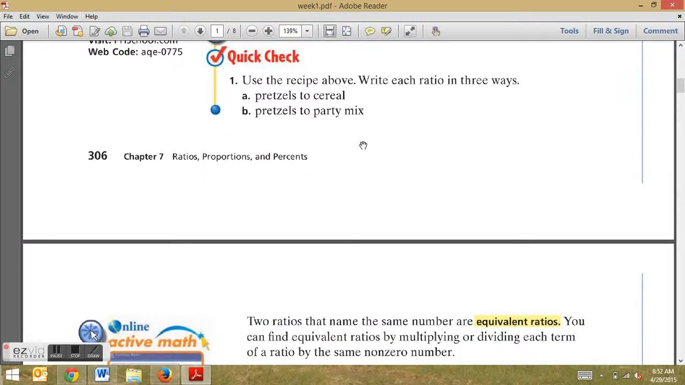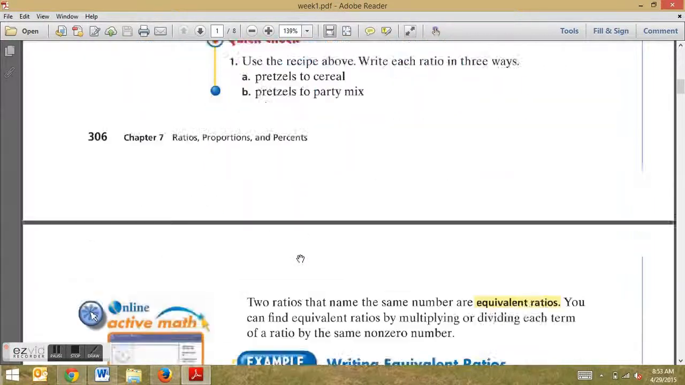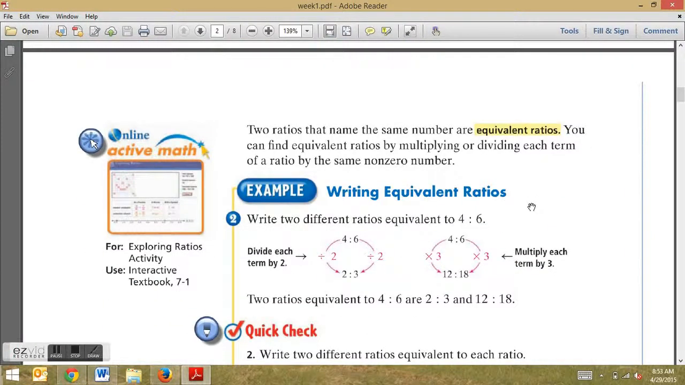Then it'll give you a quick check problem, which is just going over the example they just did. So write each ratio in three different ways. If it's asking you for pretzels to cereal, pretzels is 2 cups, cereal is 4, so it would be 2 to 4, 2 colon 4, or 2 over 4.